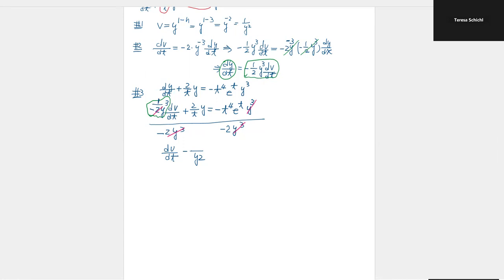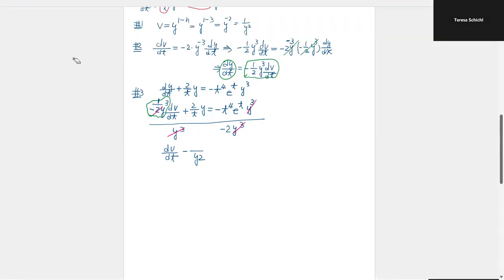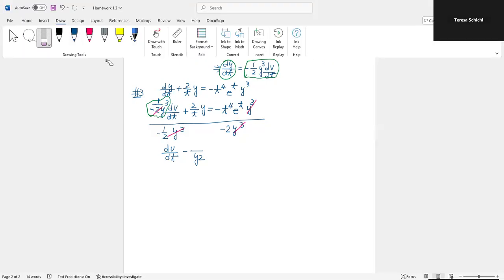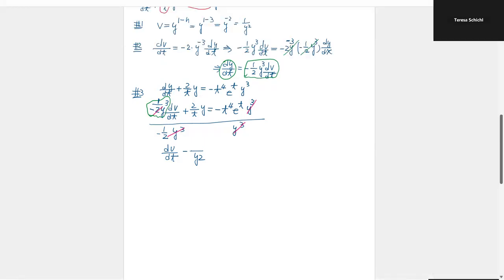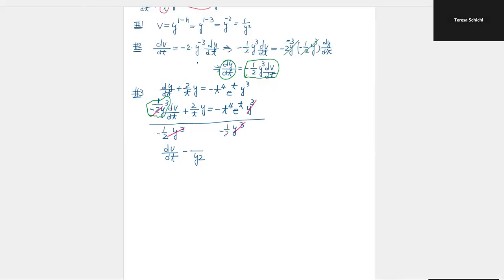Okay, so I need to divide by negative 1/2. All right, much better. I need to divide by negative 1/2 on both sides here. Now this is much better. The negative 1/2 still cancels, and now this is y cubed, and y becomes y squared.